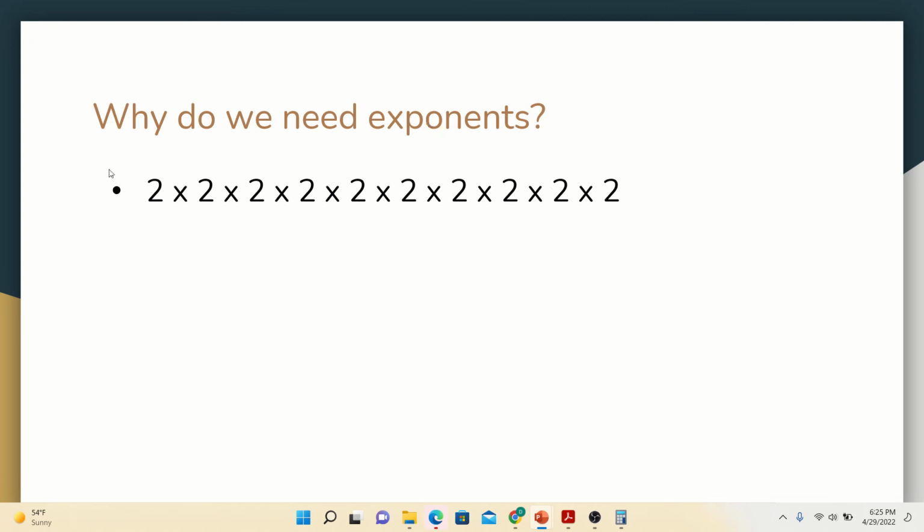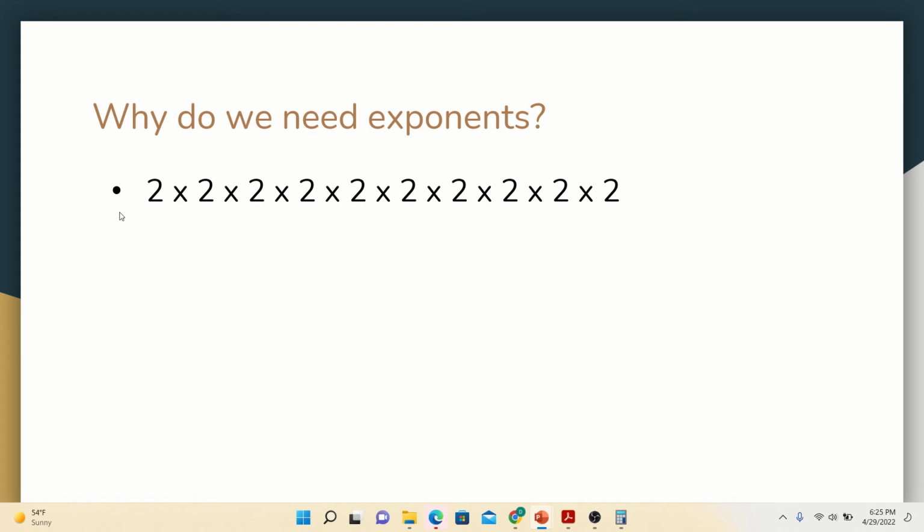So, is there any way we could reduce all of this space, all of this effort? Could we reduce it? Well, that's where exponents come in. Exponents let you write repeated multiplication faster, shorter, and easier. So, for example, we have 2 times 2 and we're going to do that 10 times.